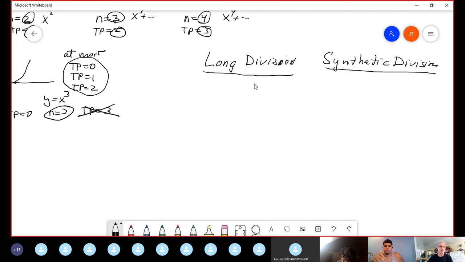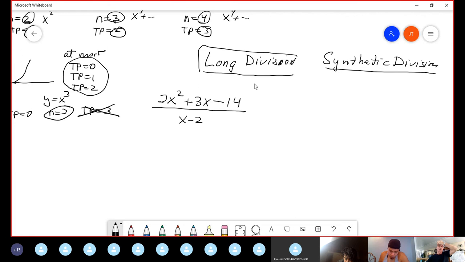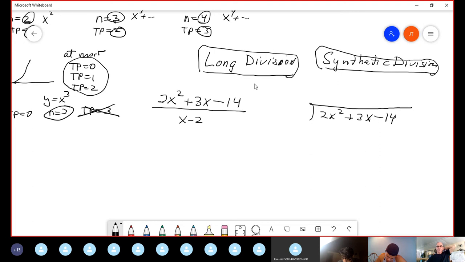Suppose this elementary example: I need to divide 2x squared plus 3x minus 14 by x minus 2. We are doing it both ways, using long division first and then synthetic division, and you will see the advantage and disadvantage. For long division, you create the typical format. This is the divisor, this is the dividend. The dividend you copy inside the box, 2x squared plus 3x minus 14, and outside you copy the divisor.